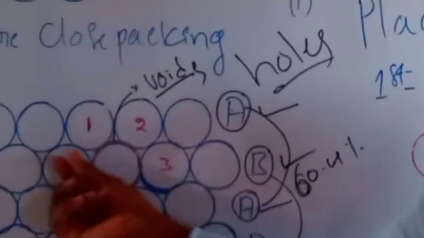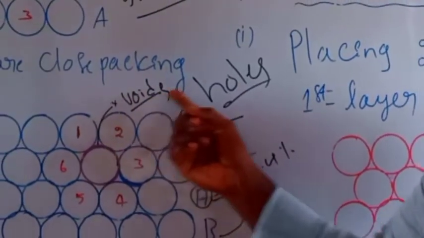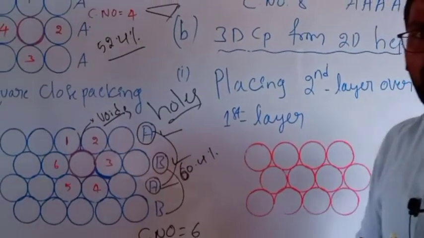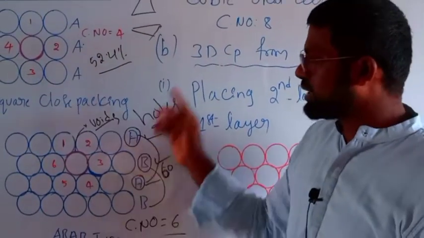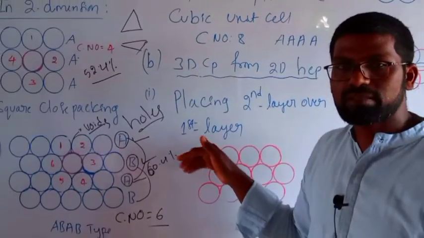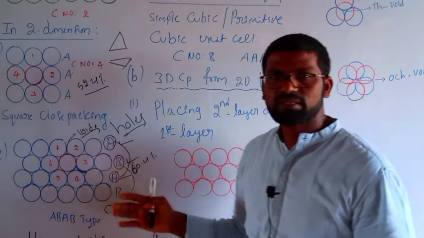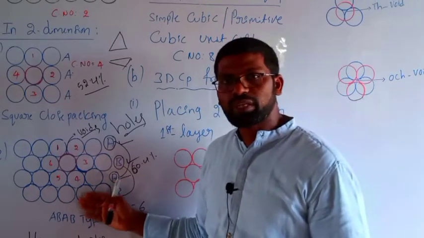Due to this we will get some gaps. Those gaps are called voids or holes, and these voids are in a triangular shape. Few triangles are pointing upwards, few triangles are pointing downwards. This we have discussed. Now let us consider this type of many layers.